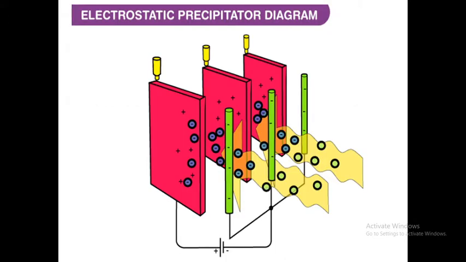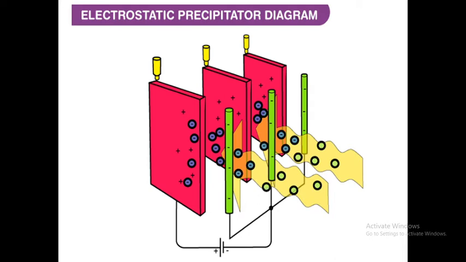What is an electrostatic precipitator? An electrostatic precipitator is defined as a filtration device. What are the uses of an electrostatic precipitator? It is used to remove fine particles like smoke and fine dust from the flowing gas. It is a commonly used device for air pollution control. They are used in industries like steel plants and thermal power plants.